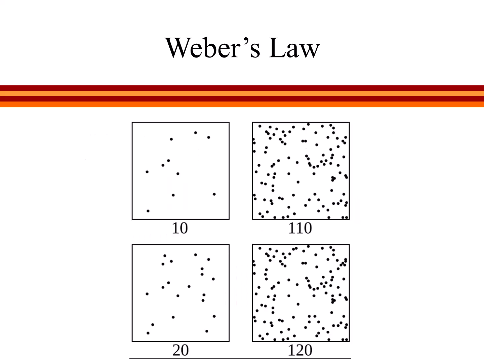As another example, take a look at these two pictures. On each side, the lower square contains 10 more dots than the upper one. However, this difference is much more noticeable on the left side, where it's easy to tell that the bottom square has more dots. On the right side, that difference is hardly noticeable at all.